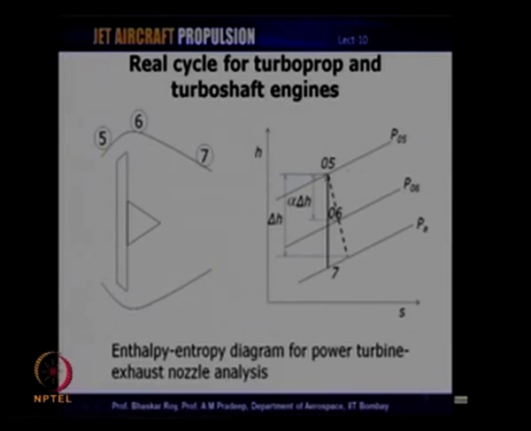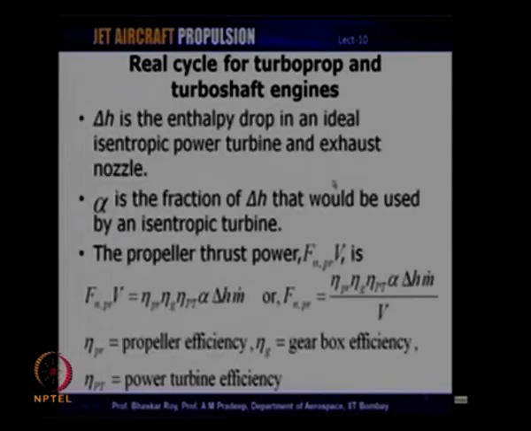And so, expansion here is non-ideal. This dotted line shows the actual expansion. The enthalpy drop across that is given by delta H. The fraction of the total enthalpy drop taking place through the turbine is given by alpha times delta H, where alpha is the fraction of the total enthalpy drop which occurs in just the power turbine. So, alpha is the fraction of delta H that would be used by the turbine, which is basically isentropic. We will multiply the isentropic work with all the efficiencies which are involved here.